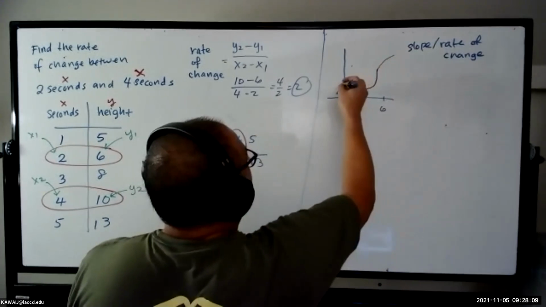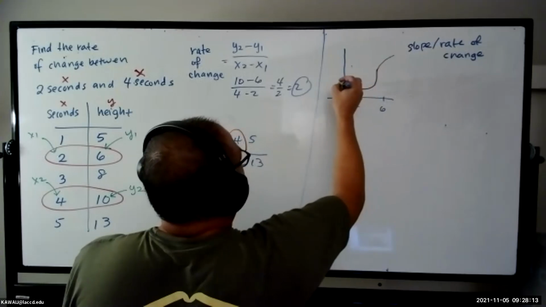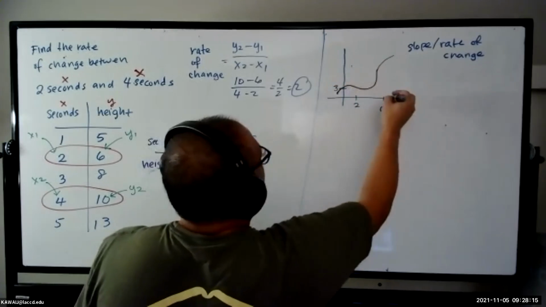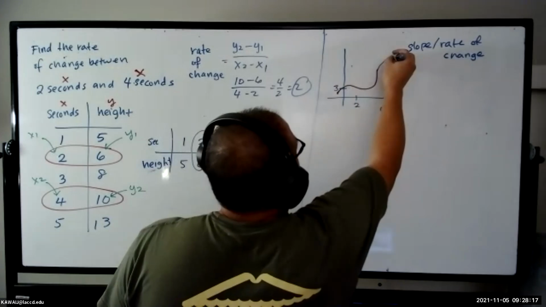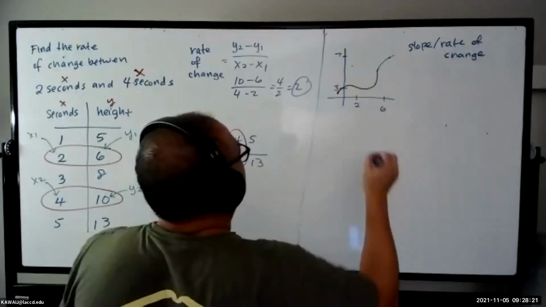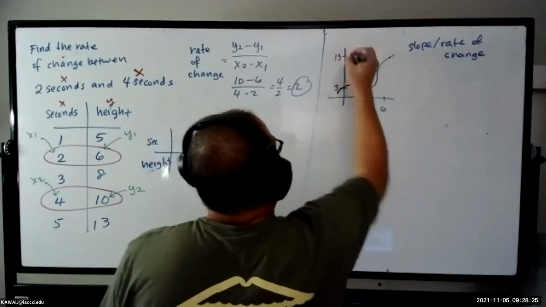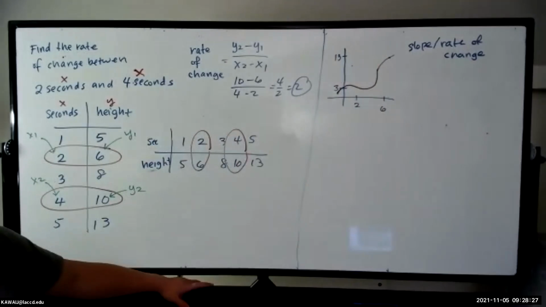And then let's make this over here 3. And then this over here, let's make that 7. Let's make that bigger. Let's make that 13. Okay.